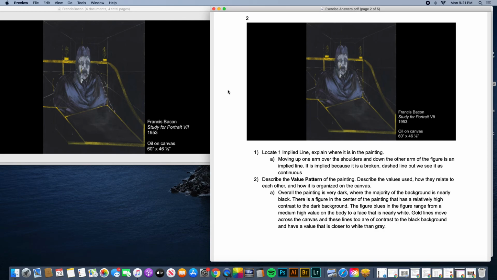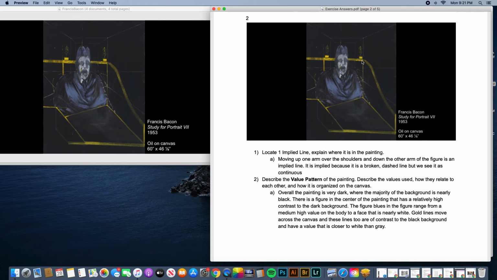So I wrote, moving up one arm over the shoulders and down the other arm of the figure is an implied line. It is implied because it is a broken, dashed line, but we see it as continuous. So this is what I'm talking about. Going up one arm over the shoulder and down the other. There are other implied lines, maybe this chair that he's sitting in.